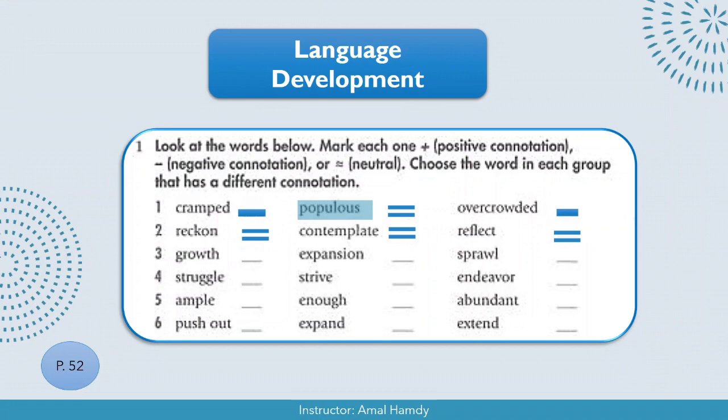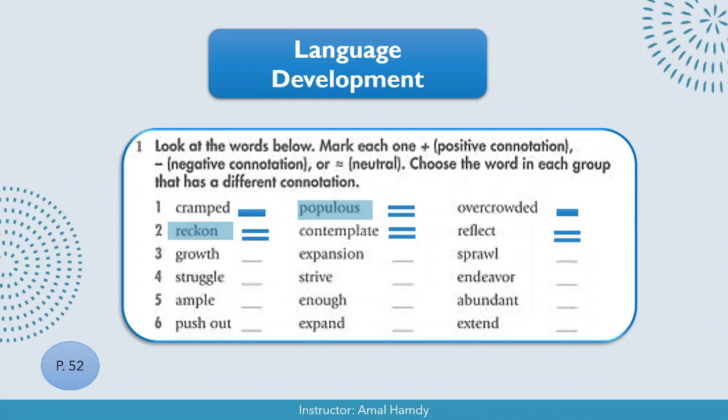So how will we choose the different word? Through focusing on their meanings. Contemplate and reflect both denote that someone is thinking deeply about something. It's not just a passing thought. But reckon doesn't mean that you have to think deeply about something. No, you just come to the conclusion or think quite quickly. So reckon here is the different word.